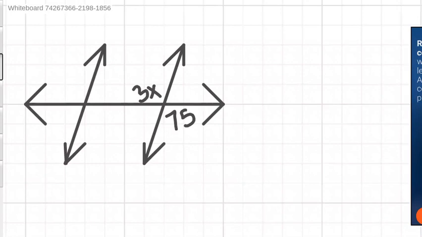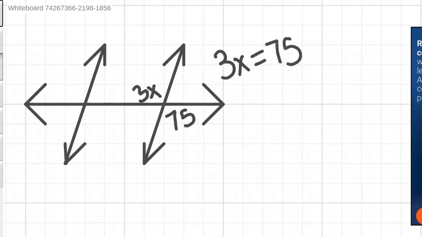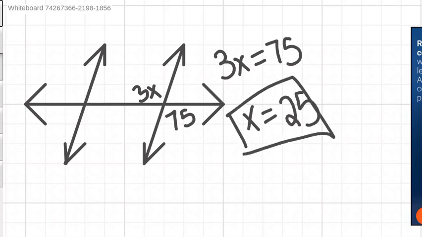All right, next we have 3x and 75. Super easy, we know that these are vertical angles, which are congruent to each other, so 3x is equal to 75. X is equal to 25. That is our answer. And once again, we know it's vertical, so we'll just write that down there.